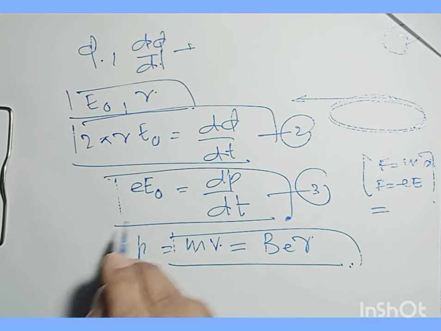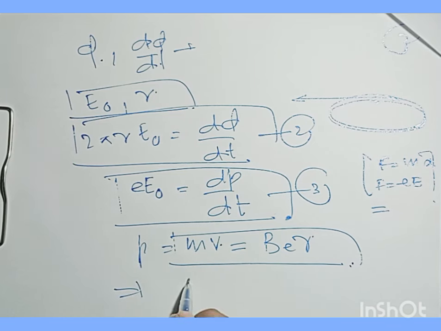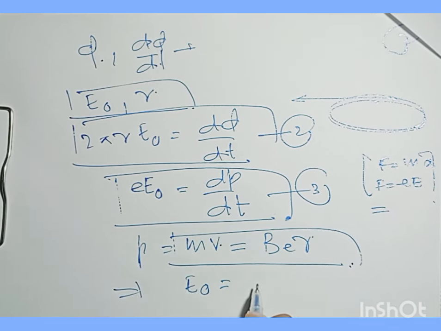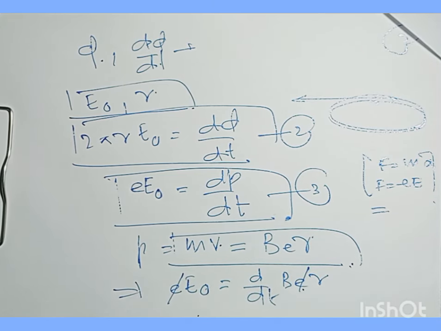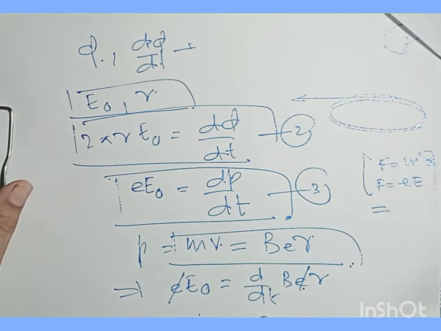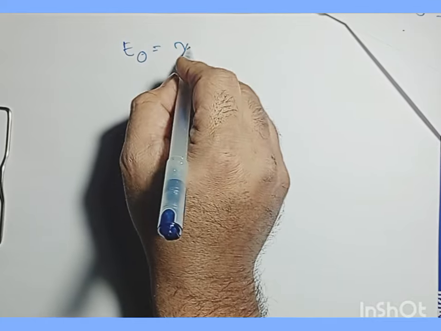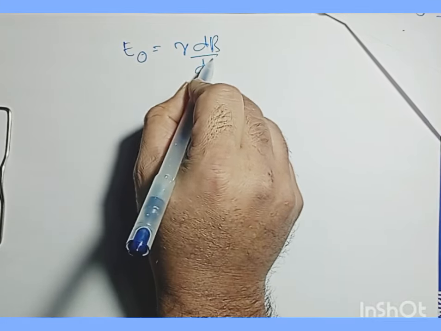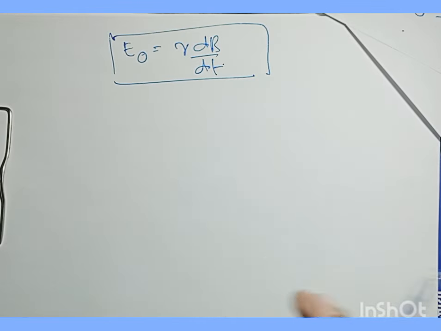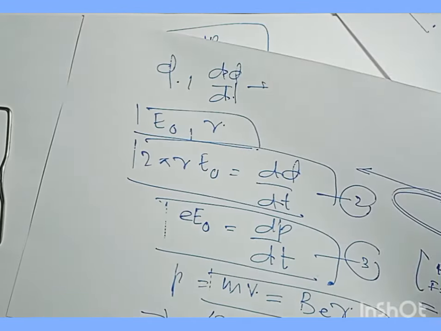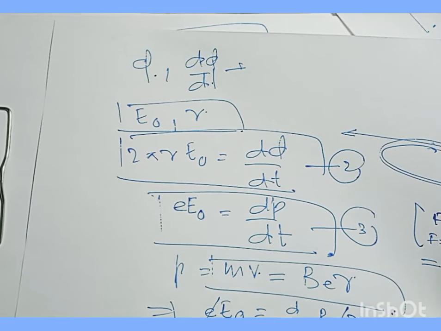And what will happen to this E naught? Now this E naught will be d by dt of BeR. So we have e here. This e will be cancelled with this e, and we will have the induced electric field. What will that be? That will be E naught equals R, out, because the radius of the orbit is constant, dB by dt. So I think we are right till now. This e and e will cancel, and we will have E naught.